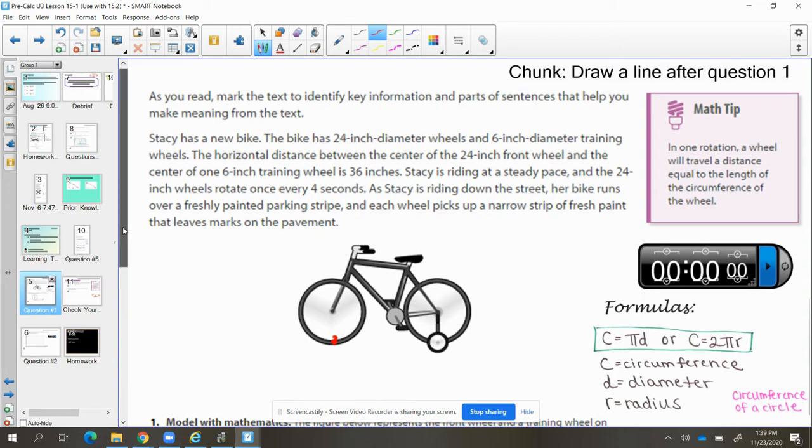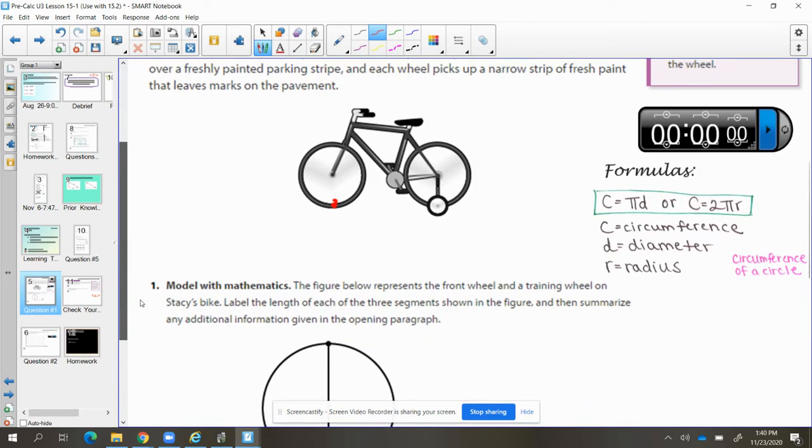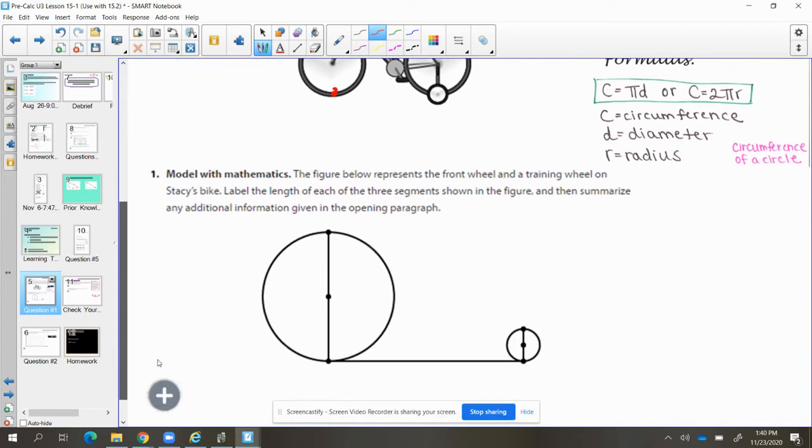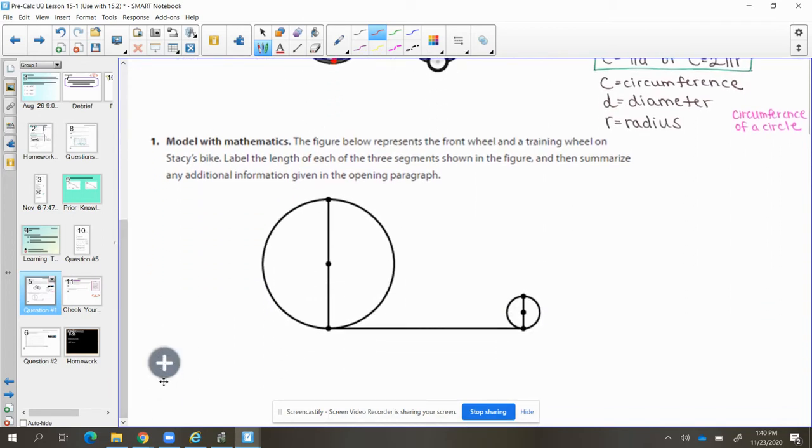Okay. So a couple of things with this. The important thing to note is that this front wheel is going to rotate once every 4 seconds. And if it's a 24-inch diameter, we're basically saying the radius of this circle is 12 inches. Now, there is a 36-inch distance between the front tire and the training wheel. And because the diameter is 6 inches on the training wheel, each of the radii is 3 inches apiece.